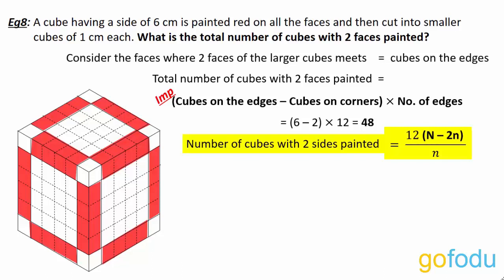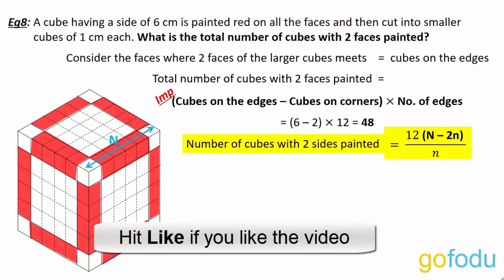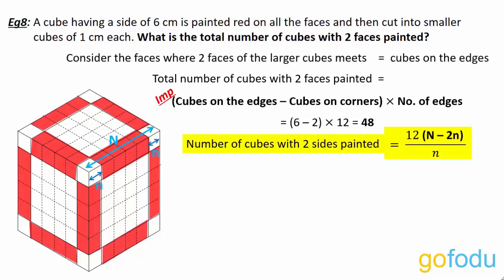Now here 12 is the number of total edges, capital N is the length of edge of the larger cube and small n is the length of the smaller cube. N is the length of edge. From N we subtracted 2 times small n. So the length of 2 corners with 3 faces red is subtracted from here.